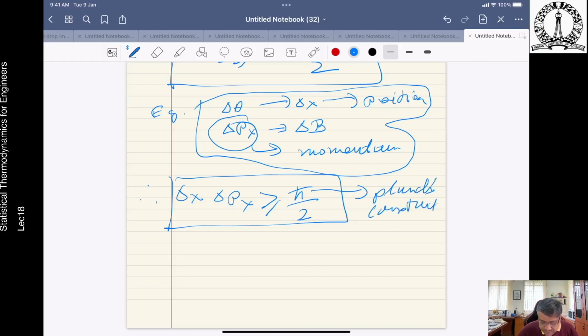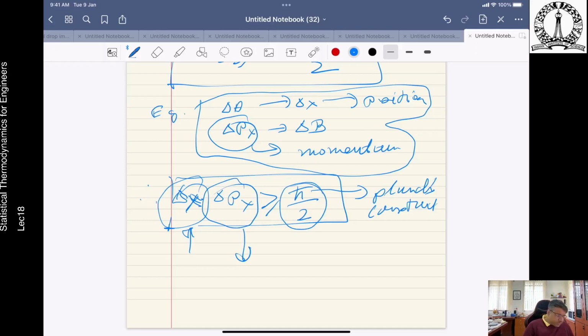So that means if you want to reduce the error in, say, delta X, if you want to measure the position more accurately, that means this becomes smaller. Then this has to become larger for this to be valid. It has to be greater than the Planck's constant. But this is left as an exercise.